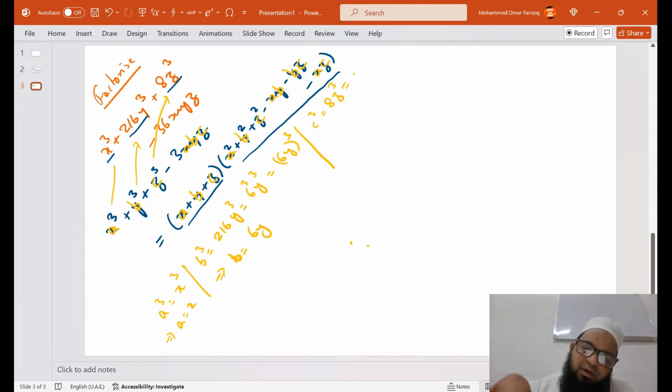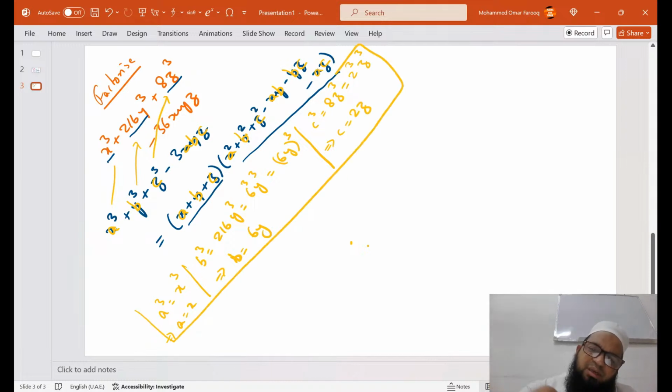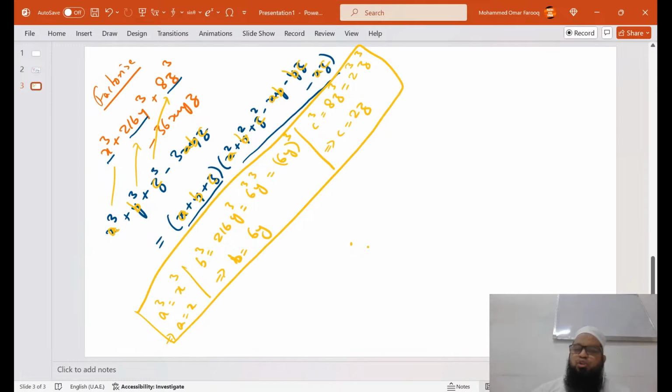So that is equal to 8. Can I write it as 2 cube into z cube? So that implies C is equal to 2Z. Now when we got this A, B, C, what we are supposed to do, my dear students? We have to check the last term whether it is getting satisfied or not.